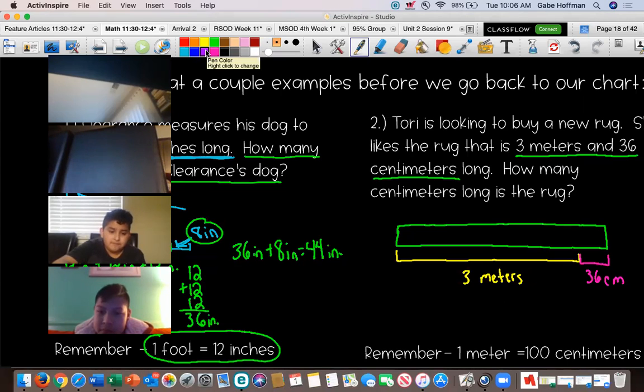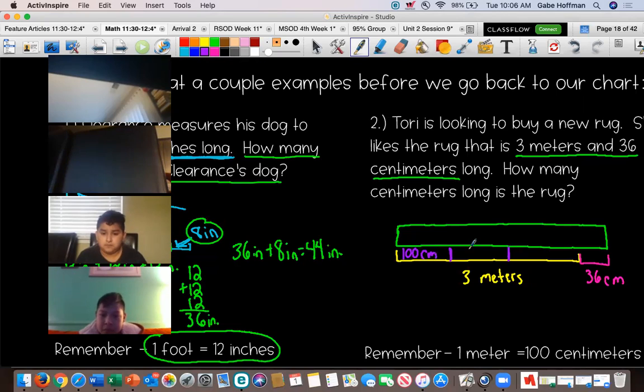100. 100, right? So here's my 3 meters right here, and each of those has 100 centimeters. So there's 100 centimeters in the first meter, 100 centimeters in the second meter, and 100 centimeters in the third meter, right? Now, what do I need to do to figure out how many total centimeters this rug is? What do you think, Christian? What do you think I need to do?